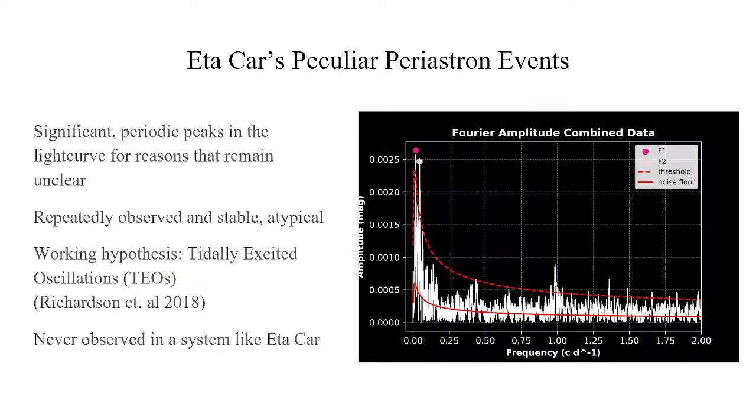While Shannon focused on the orbit, I was looking into the variable behavior. Eta Car exhibits these significant periodic peaks in brightness, and we don't know why. They are repeated, they are stable, they've been observed for a long time, but this is atypical for a system like Eta Car, particularly considering that it is a supernova imposter. And so the current working hypothesis is tidally excited oscillations, in which tidal distortions, namely around periastron, can induce variable behavior. Tidally excited oscillations have been observed in other systems before, but they are hard to detect, and they've never been seen in a system like Eta Car.